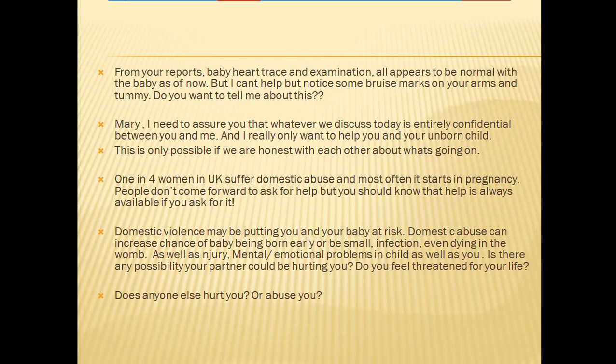From your reports, the baby heart trace and examination all appears to be within normal with respect to the baby as of now. But I can't help but notice some bruise marks on your arms and tummy. Do you want to tell me about this? Mary, I need to assure you that whatever we discuss today is entirely confidential between you and me, and I really only want to help you and your unborn child. But this is only possible if we are honest with each other about what's going on.